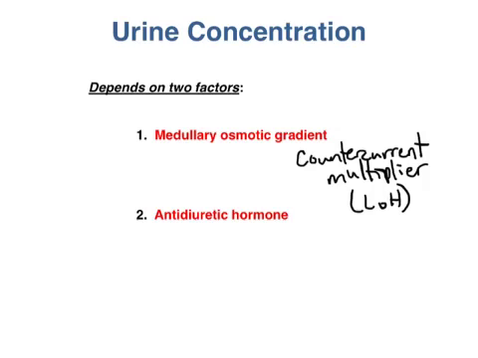It's also maintained by the vasa recta. The vasa recta has a role in making sure that osmotic gradient remains undisturbed. The second factor that the concentration of urine depends on is antidiuretic hormone, ADH. Antidiuretic hormone places aquaporins in the cells of your collecting ducts. It increases the expression of these water channels. And then the osmotic gradient in the medulla pulls water out of the protourine through these aquaporins.